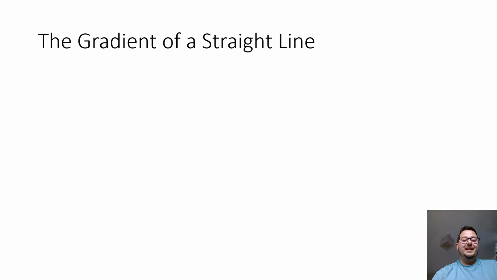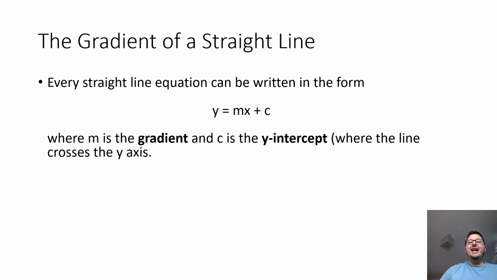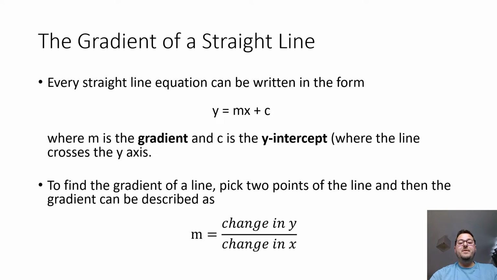Okay. So just remember that every straight line can be written in the form of y equals mx plus c, where m is the gradient and c is the y-intercept. Now a way of finding the gradient is this. You just pick 2 points on the line, pick 2 nice points, they can be any 2 points you want, and then the gradient can be described as the change in y divided by the change in x. So from those 2 points, how far has it moved up? That goes on the top. And how far has it moved across? That goes on the bottom. And we'll be doing loads of examples of this.